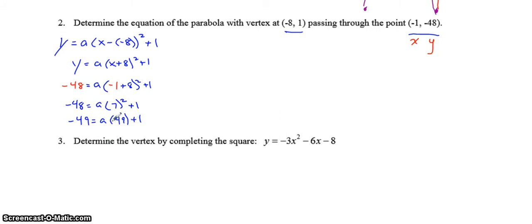So now we solve the equation and you're going to subtract 1 from both sides. And now divide both sides by 49. So that means a is equal to -1. So make sure that you put that into the equation. Now you don't need to write the 1, you could just put the negative sign there. It's totally up to you. So that is writing the equation.